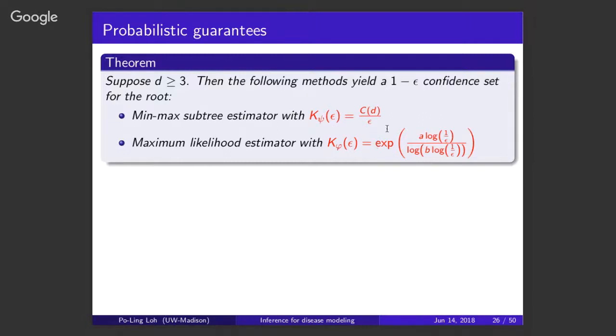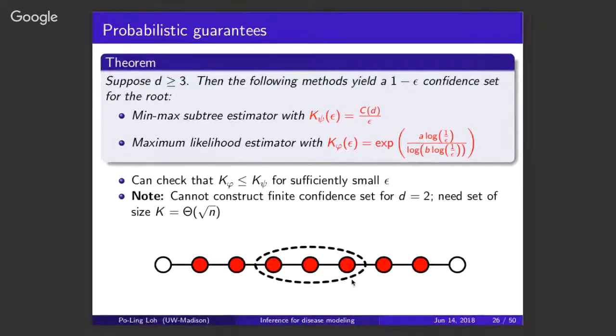Okay, so I don't want you to stare at this too much, but the most important thing is that these two functions are functions only of epsilon. So remember, it's saying if we want a 95% confidence set, it doesn't matter whether the number of red nodes is 10 or 10 million. All you need is, let's say, 5 or 6 nodes. The other mystery constants, C, A and B, are all functions of D, the number of neighbors of each node.